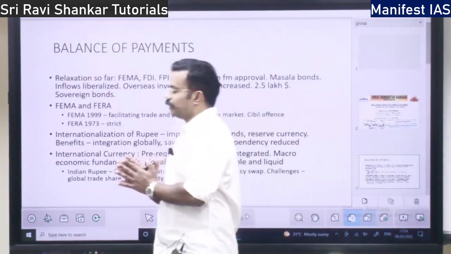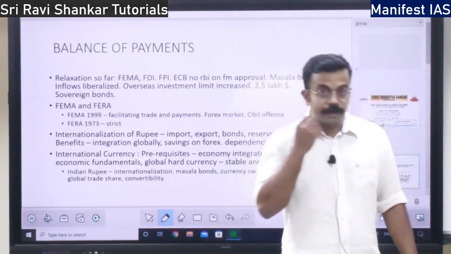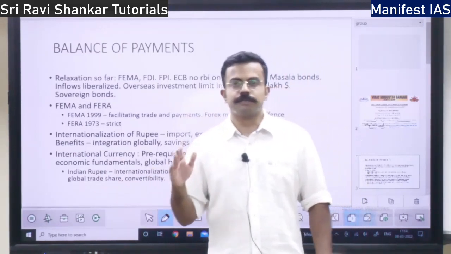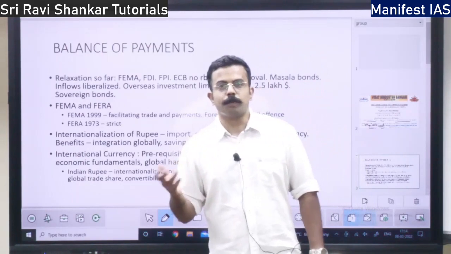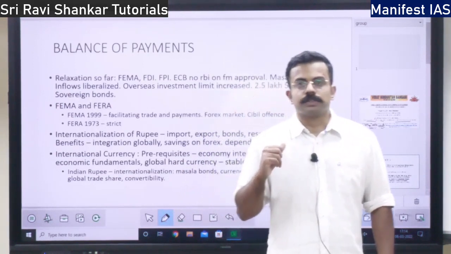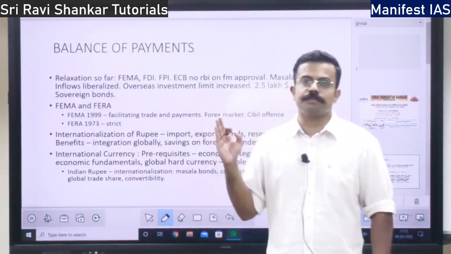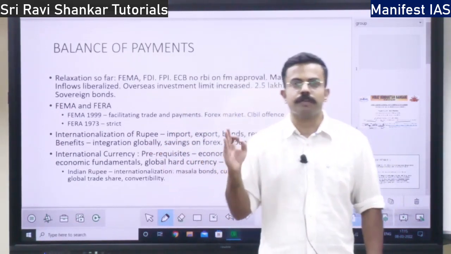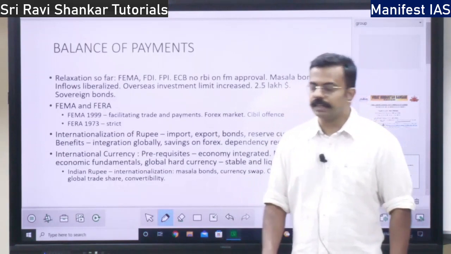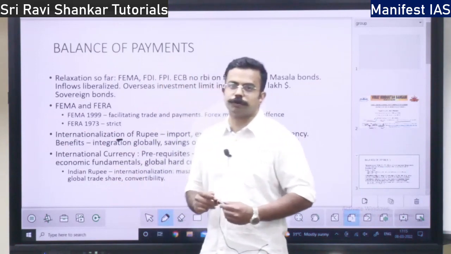So yesterday we were discussing the balance of payment. What do you mean by balance of payment? Balance of payment is the difference between the total inflows and outflows. If the inflows are more, it is positive. If the outflows are more, it is negative. It consists of two accounts: the current account and the capital account. Capital account consists of investment and borrowing. Current account mainly consists of trade, factor income, remittances and other things. With respect to internationalization of rupee, I discussed the concept yesterday.